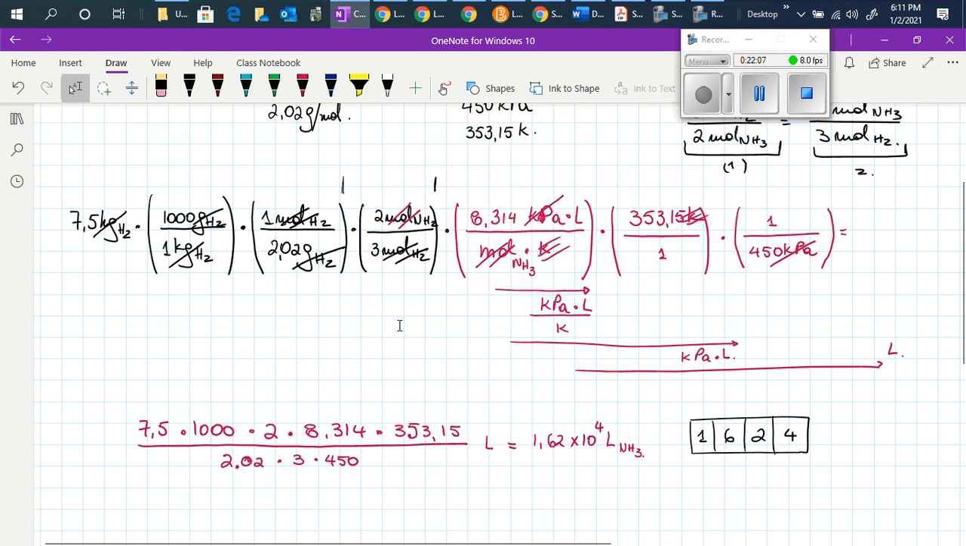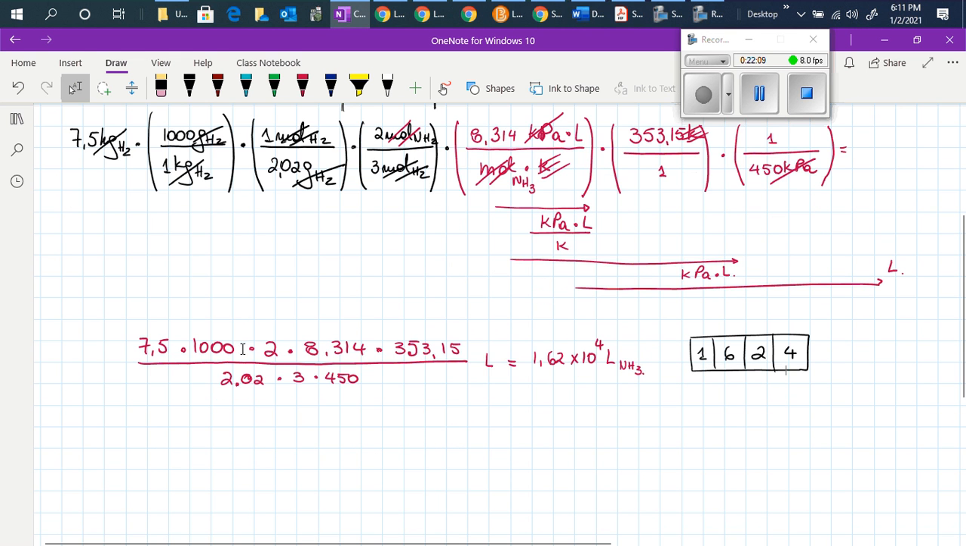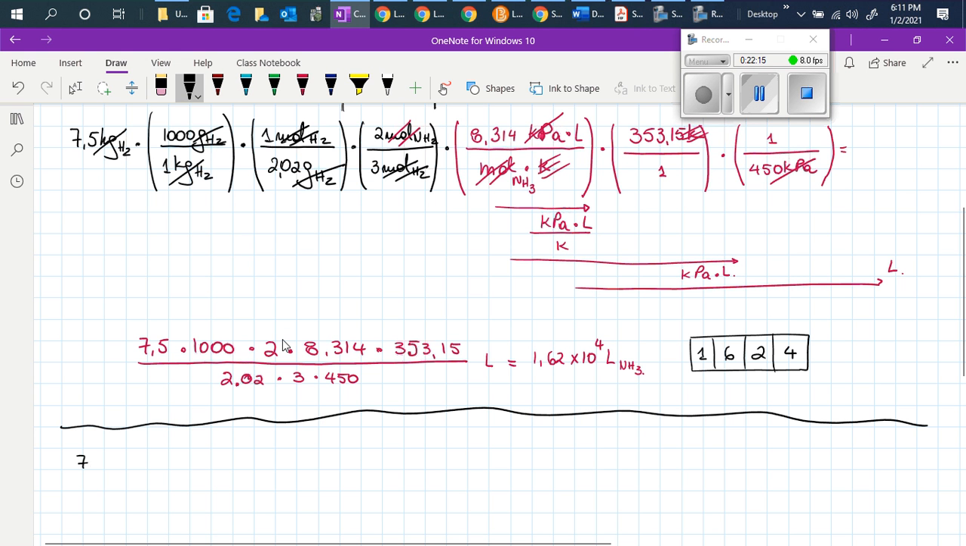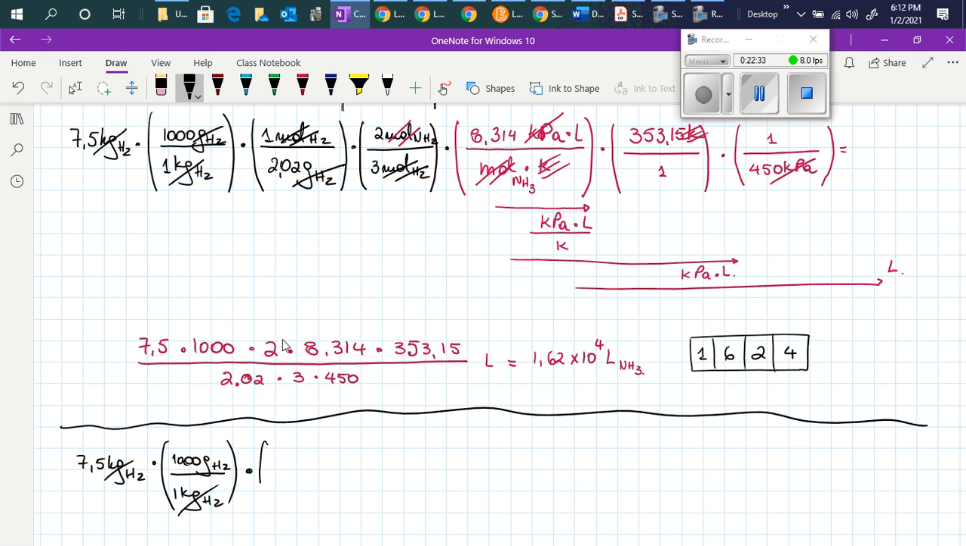But then what you will do is go like this. The second method is 7.5 kilograms of hydrogen times 1 kilogram of hydrogen is 1,000 grams of hydrogen. So kilograms and kilograms are cancelled out, times 1 mole of hydrogen is 2.02 grams of hydrogen using the molar mass. So grams and grams are cancelled out, and you will have moles of hydrogen.